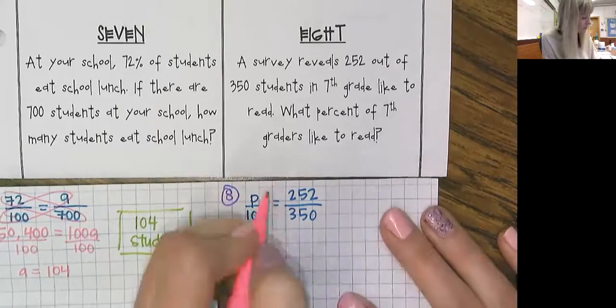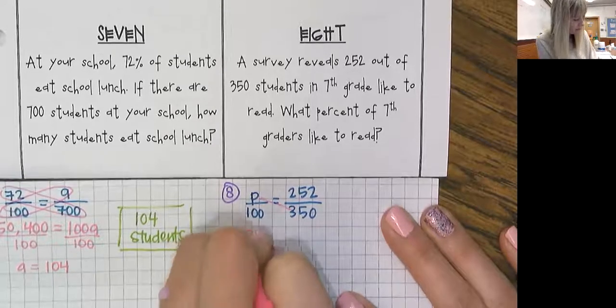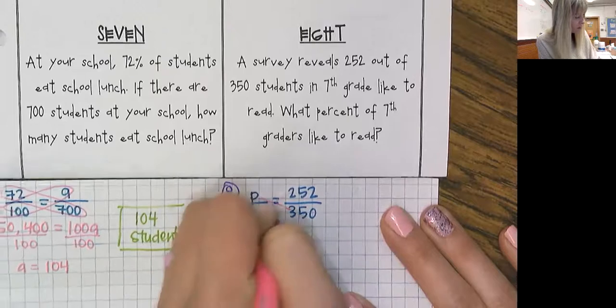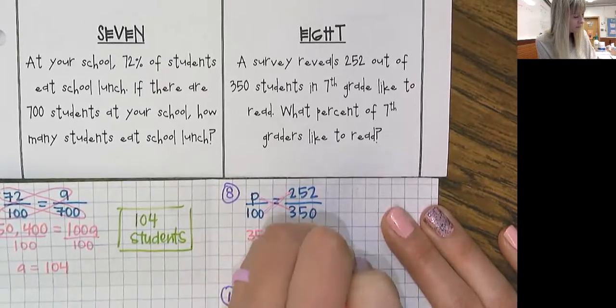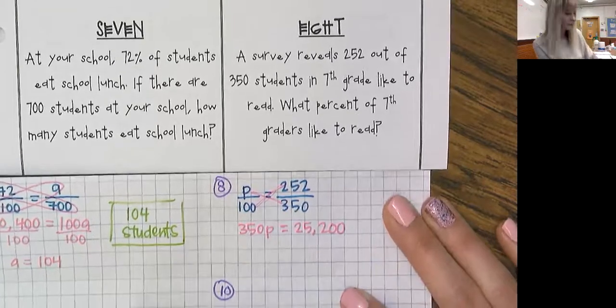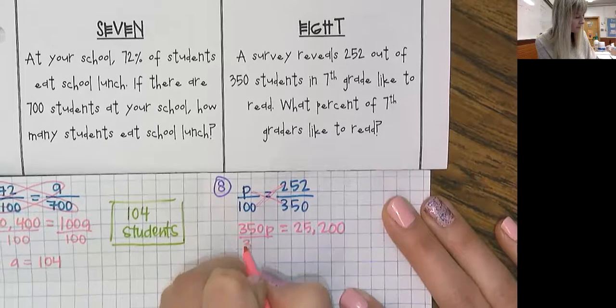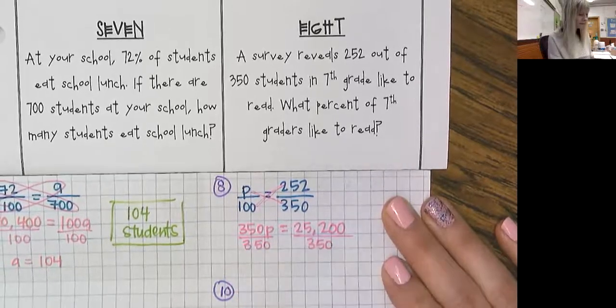P over 100 equals A over B. Here I go. I'm ready to cross multiply. Now do these two. P times 350 is 350P. And now I'm going to do these two. 100 times 252 is 25,200. You can type anything in a calculator that you need to. Divide by 350. Divide by 350. Like this right here. I'm going to type it in a calculator.